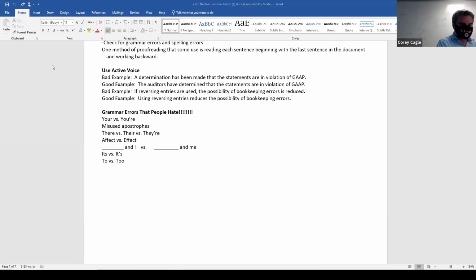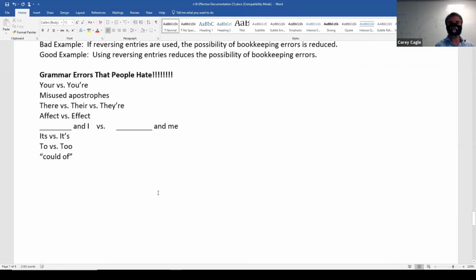And then to versus too. That's hard too, I didn't mean to add to it. All right, let me add another one for you. I have seen an assignment turned in with this phrase in it: could of. That is not a phrase. Could of is not a phrase. No.